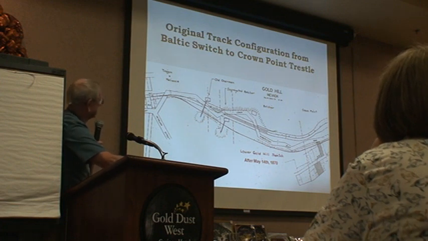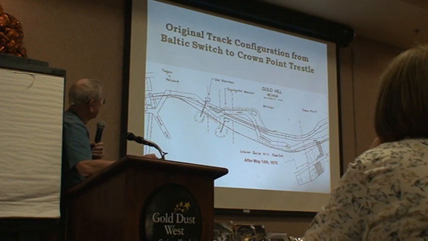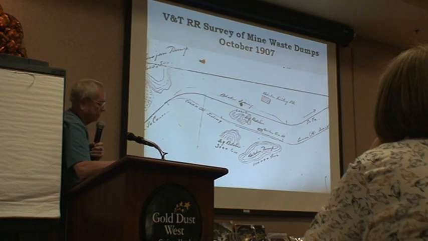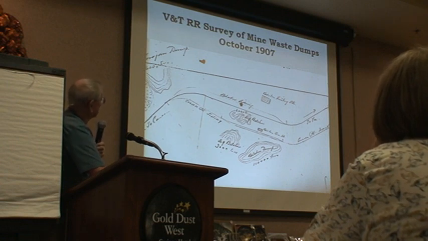That was a very heavy grade. I don't remember the exact number. Just so you know that wasn't fantasy, this is a V&T map from October 1907. They were doing a survey of where all the mine waste dumps were because they thought they could haul that off to be processed. So you can see the segregated Belcher dump was in fact here.